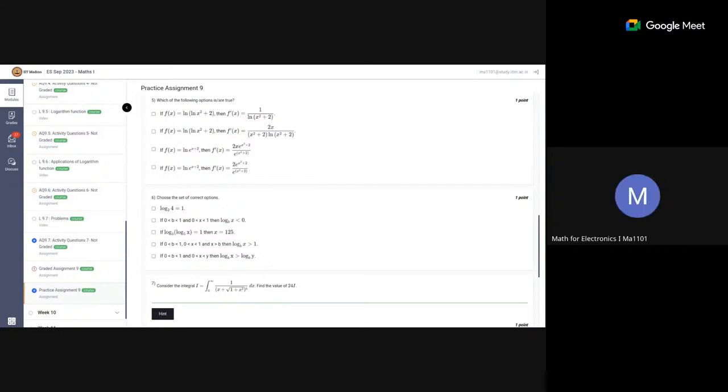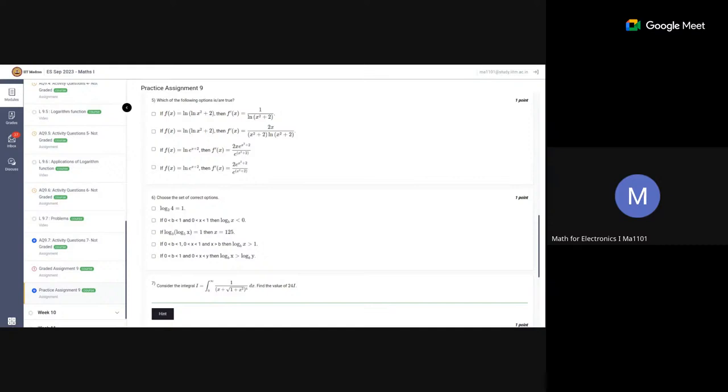Good. That method works. Just substituting and checking also works. To make an option wrong, one example is sufficient. To make an option correct, you should prove it. Then option B is also wrong, clearly, from your example.